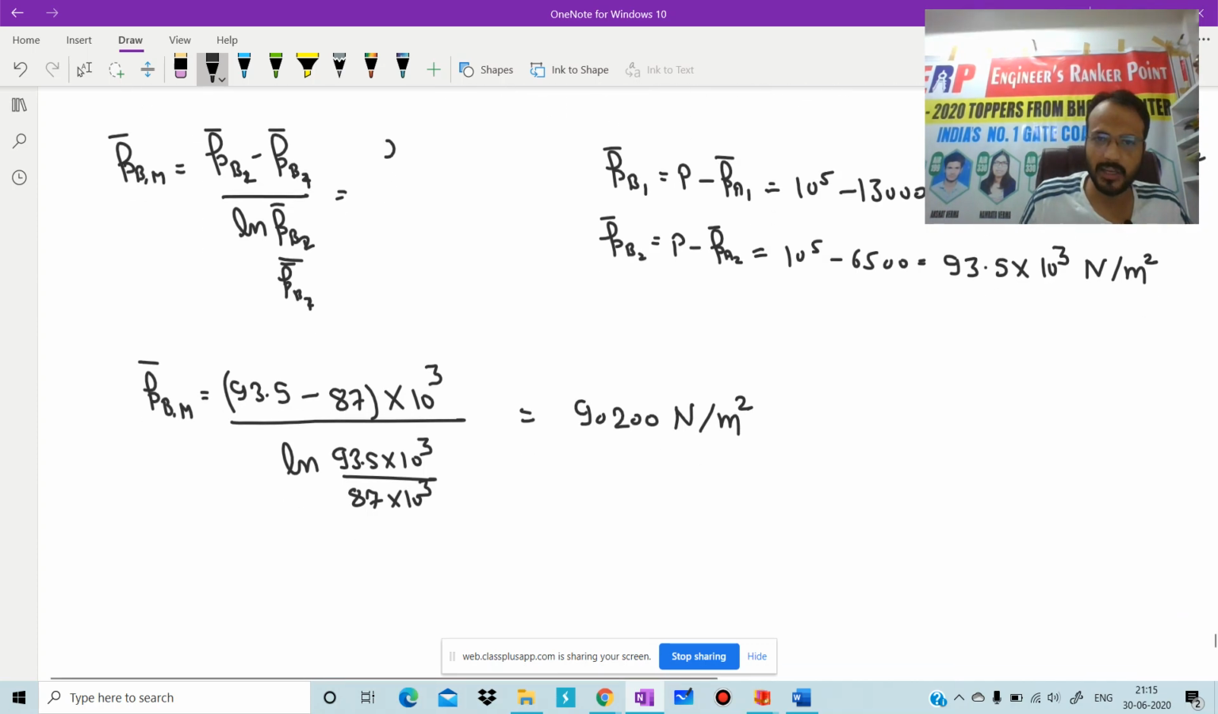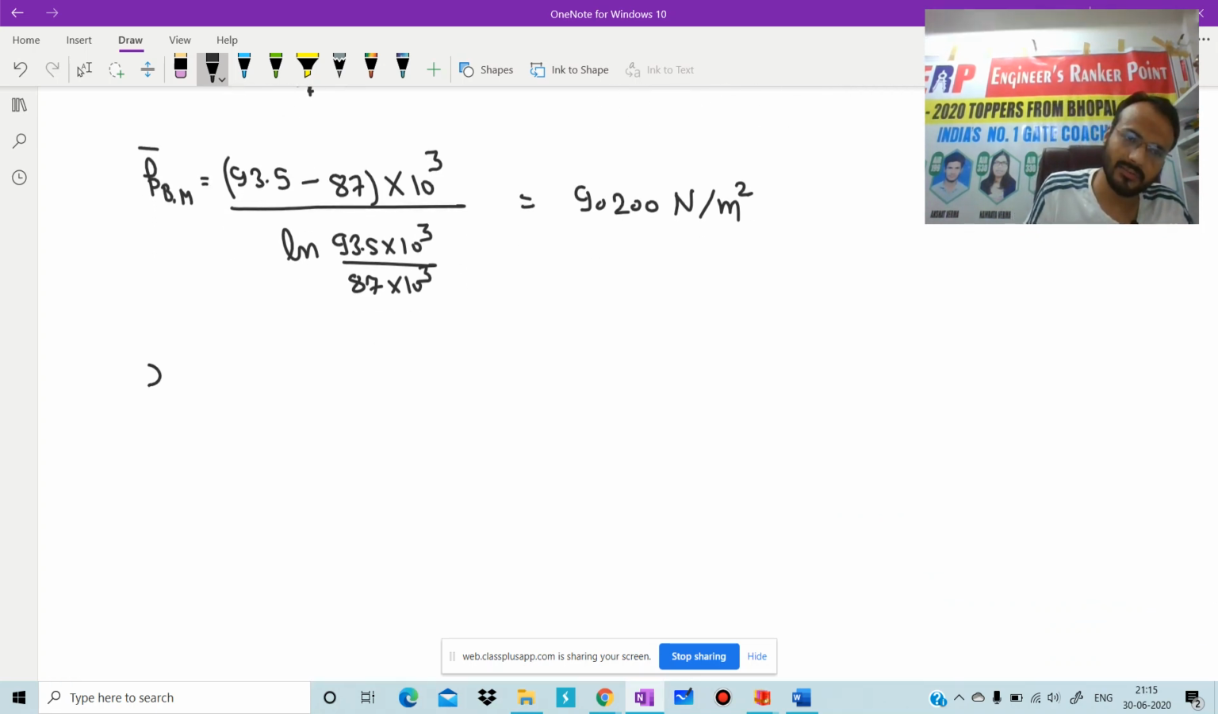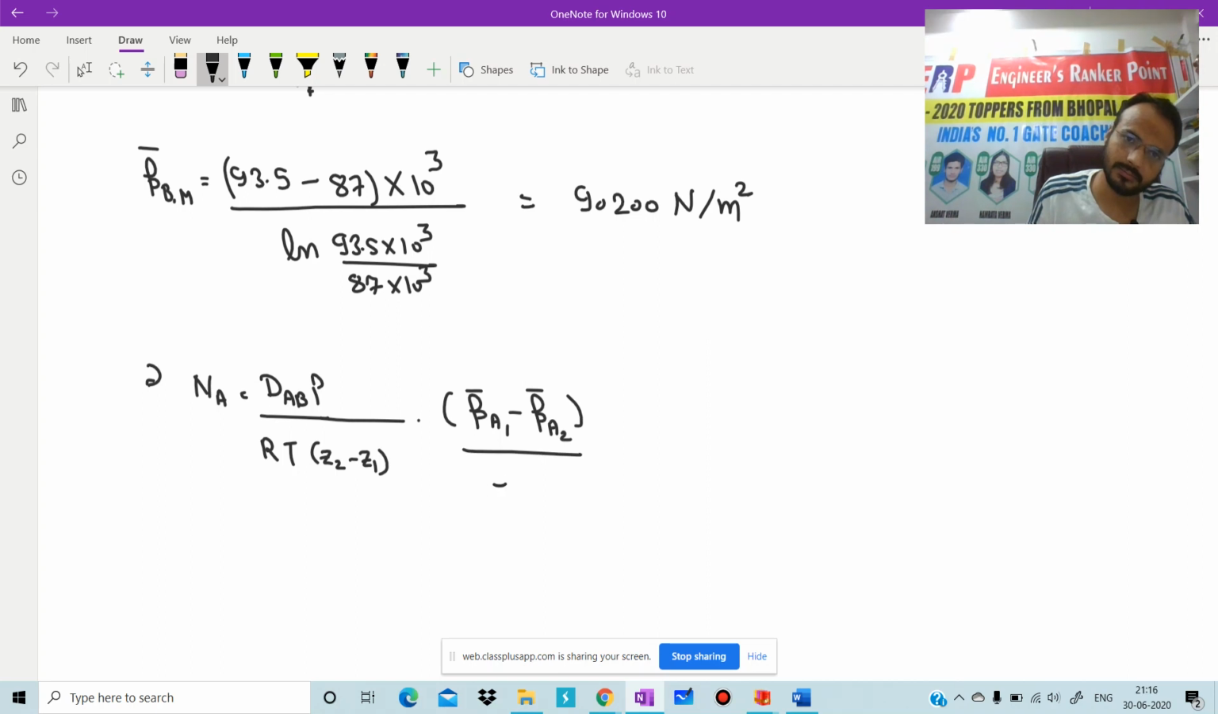I hope up to this point there should be no doubt. Is there any rocket science? No rocket science. After that, we will apply the formula NA is equal to DAB P by RT Z2 minus Z1 or Z, times PA1 bar minus PA2 bar divided by PBM bar.